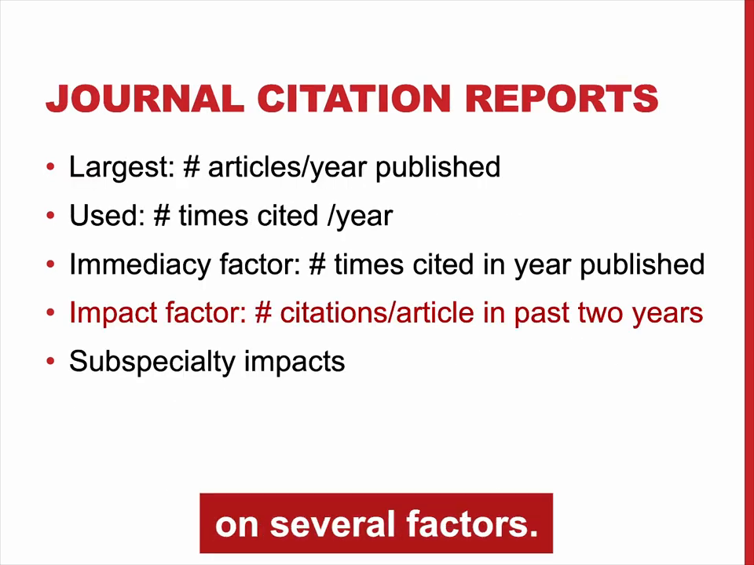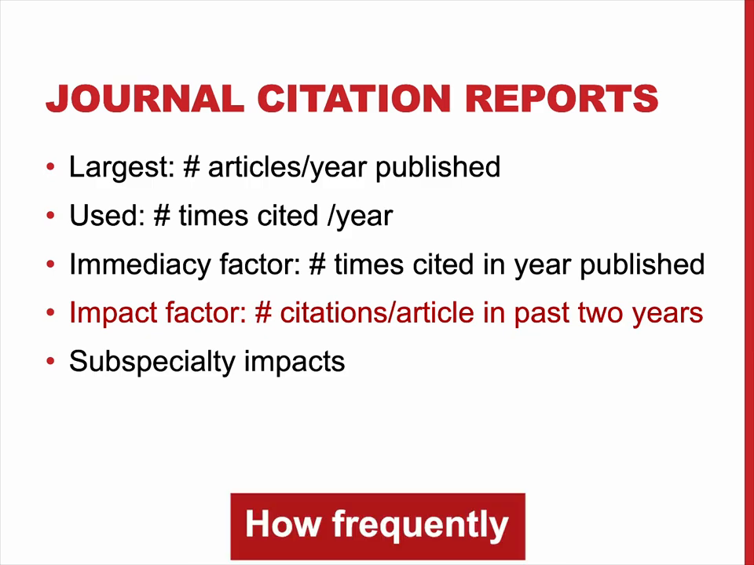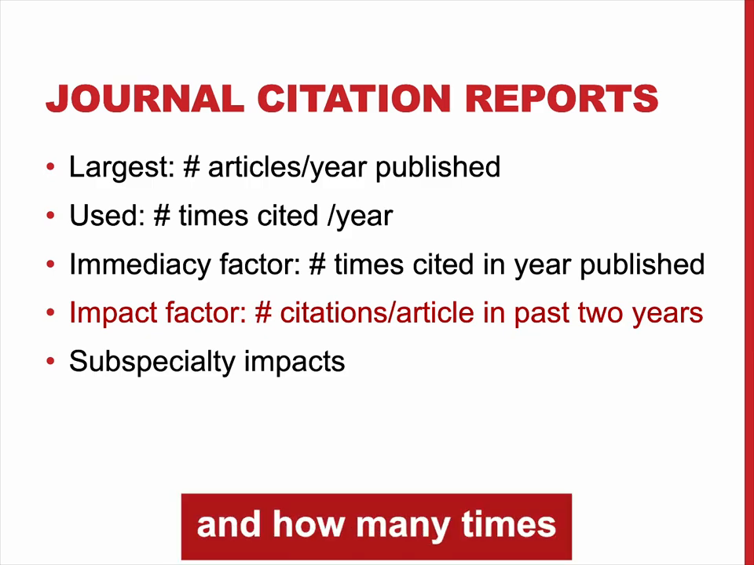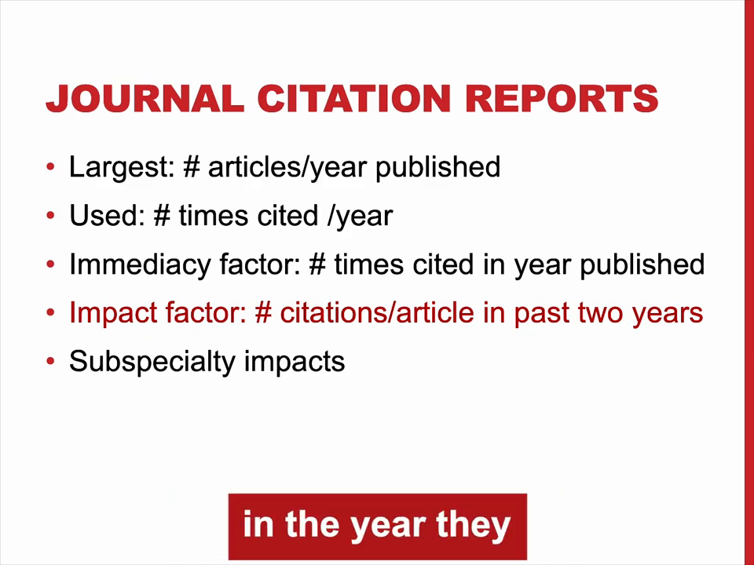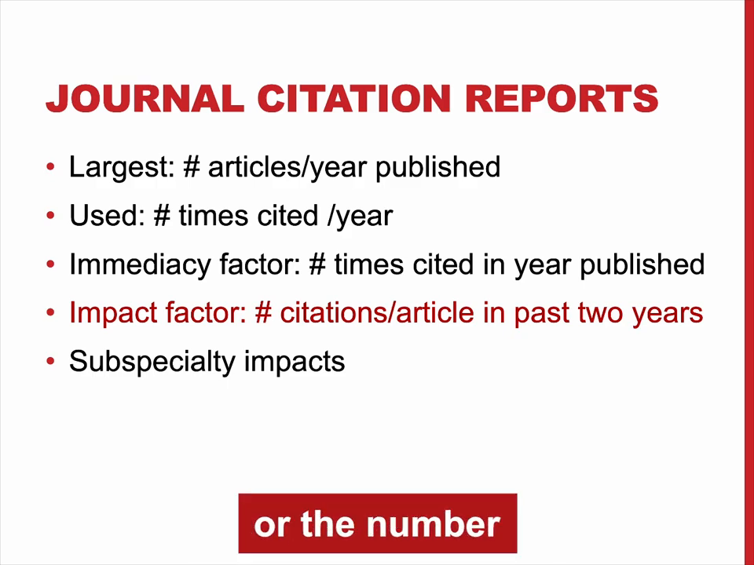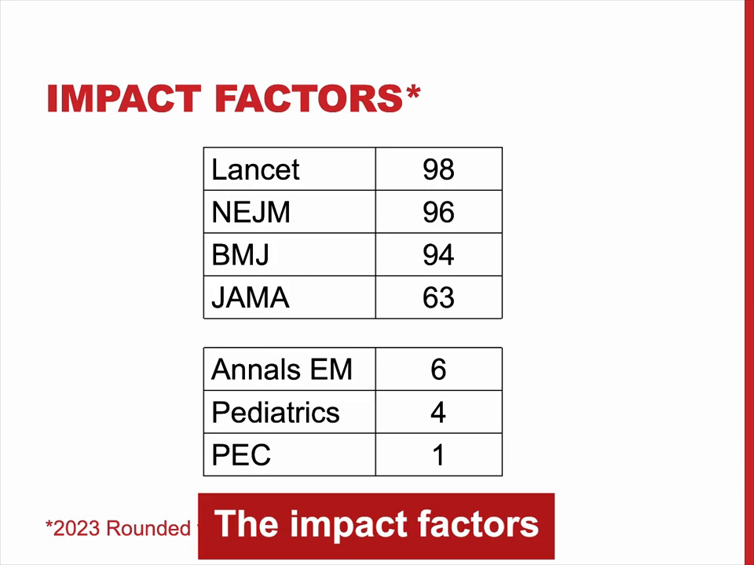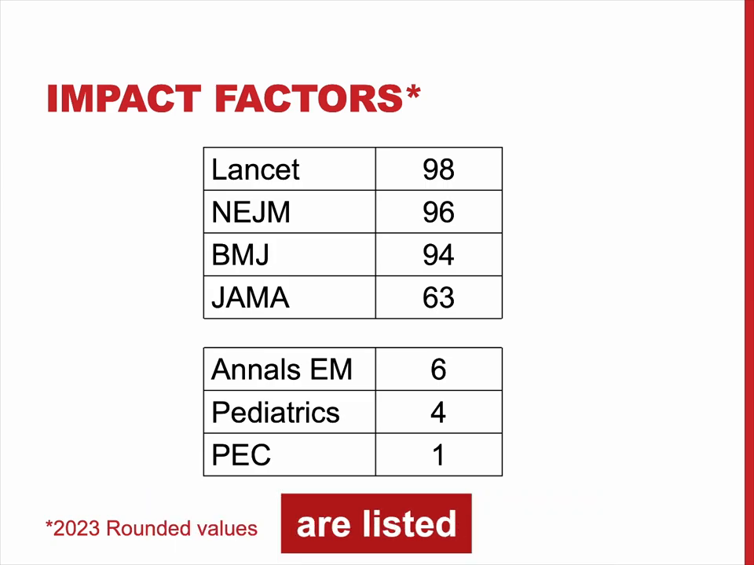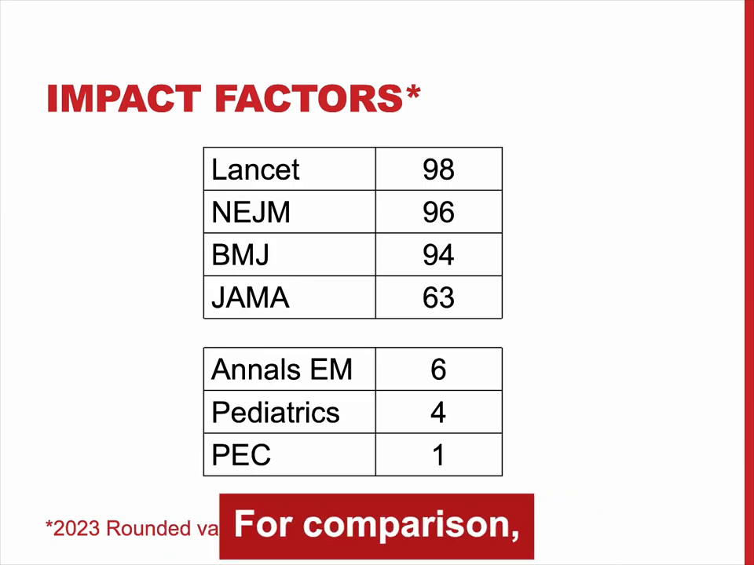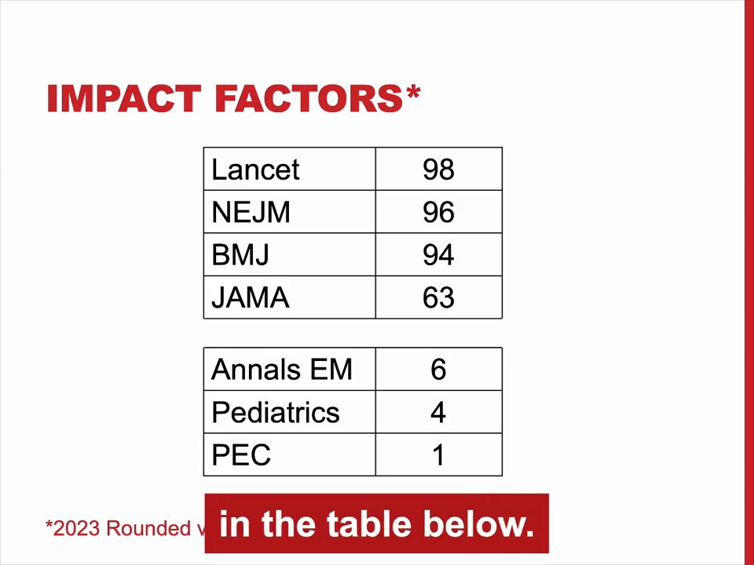Journals are rated on several factors: the number of articles published per year, how frequently their articles are cited per year, and how many times articles are cited in the year they are published. The most common factor is the impact factor, or the number of citations per article in the 2 years since they were published. There are also subspecialty impact factors. The impact factors of some of the top general medical journals are listed at the top of the table. For comparison, some of the specialty journals that we may consider for submission are listed in the table below.